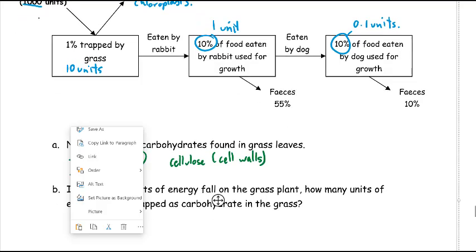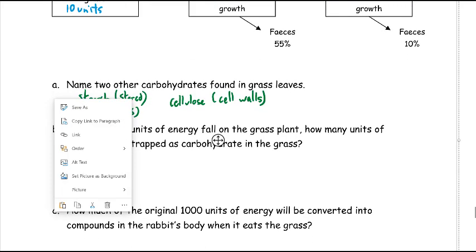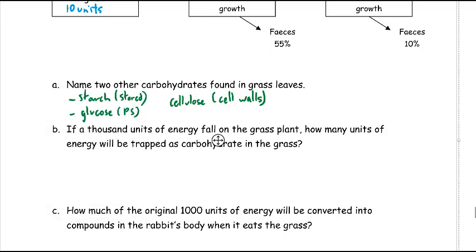If 1,000 units of energy fall on the grass plant, how many units of energy will be trapped as carbohydrate in the grass? Now we said that there was 1,000 units. The grass only traps 1%, so 1% of 1,000 units equals 10 units.